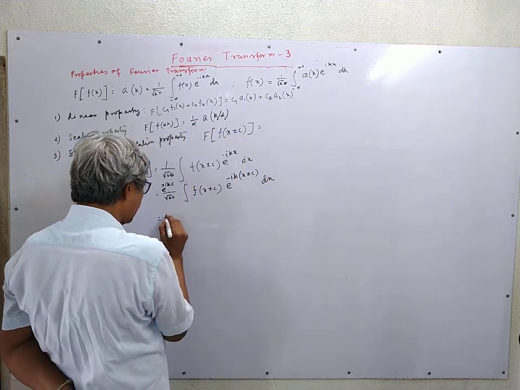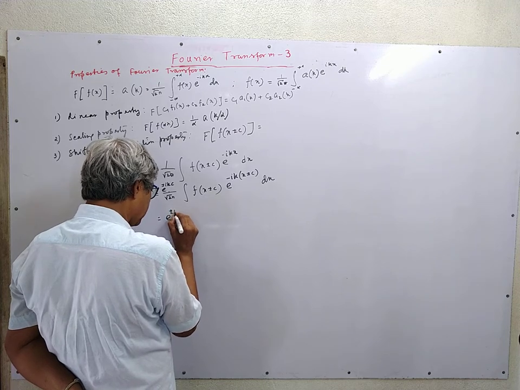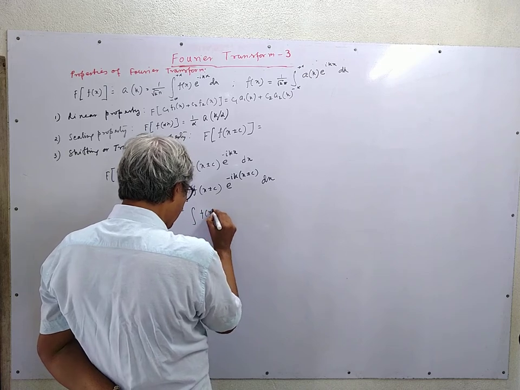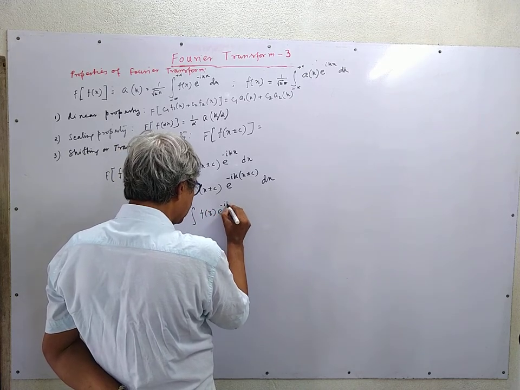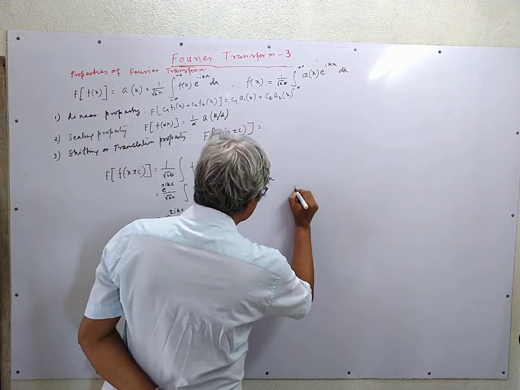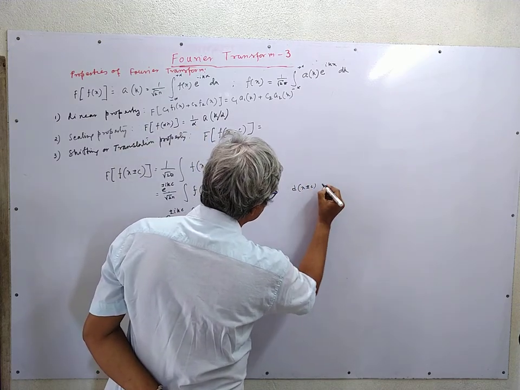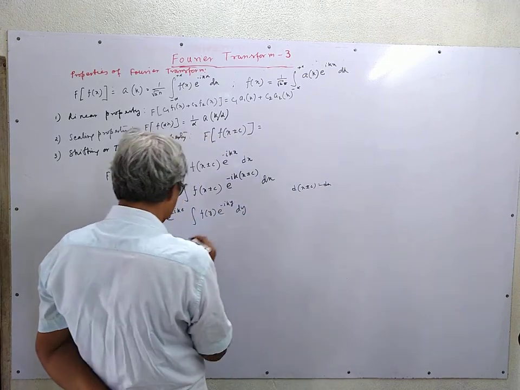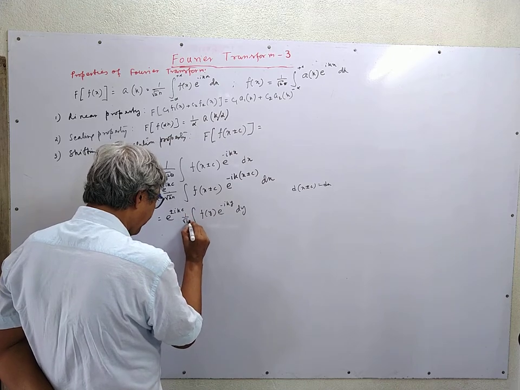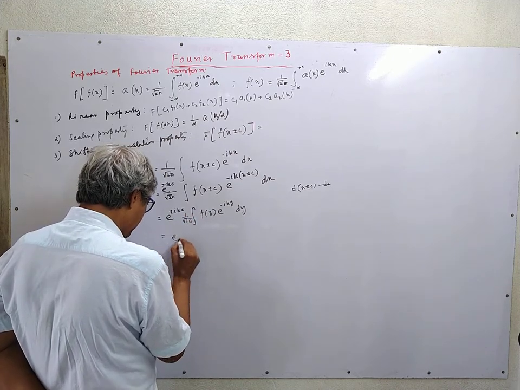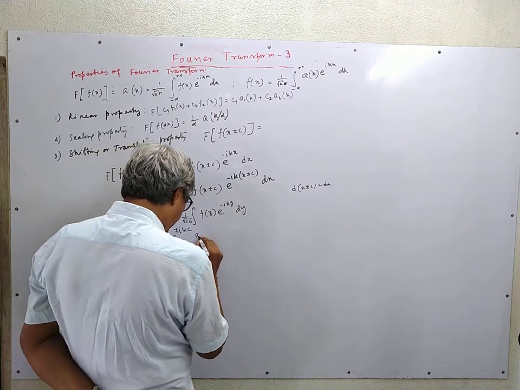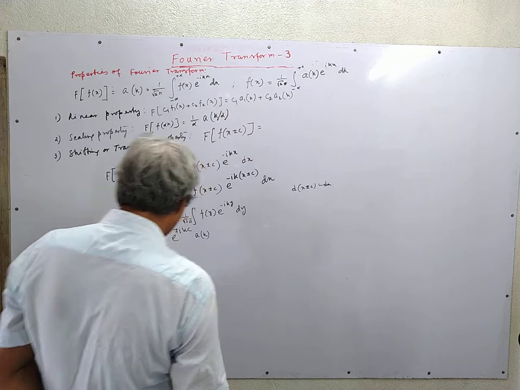We write it as e to the power plus minus ikc f of y e to the power minus iky dy. If we add dx plus minus c is equal to dx, so this does not undergo any change, and this 2 pi factor is there, so this is e to the power plus minus ikc a of k. This is the translation property.